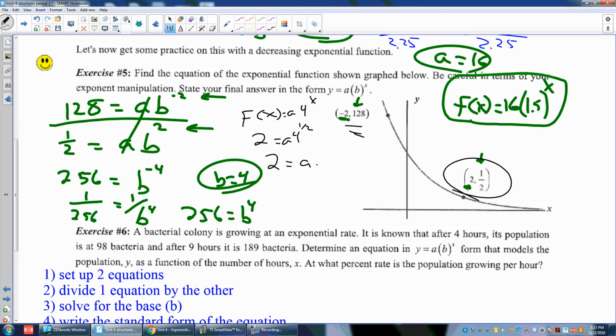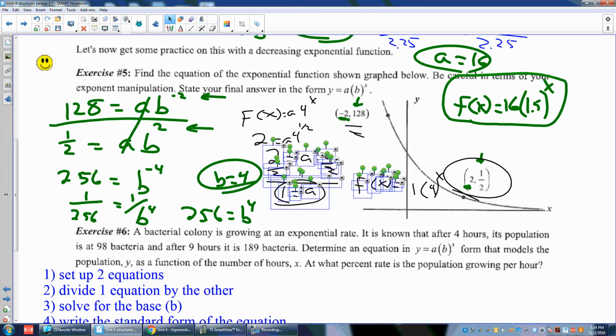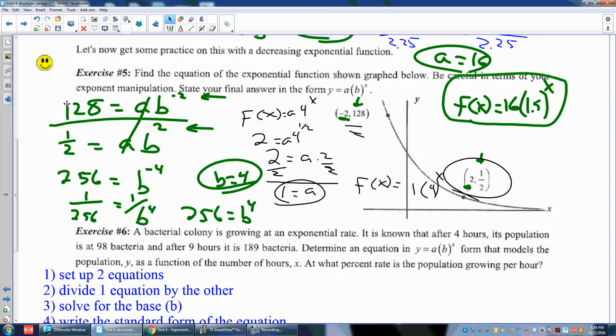So 2 equals a times 2. Divide both sides by 2. 1 equals a. Write the equation down. f of x equals, what is a? A is 1. What is b? B is 4, to the x. I just wanted to run through it.